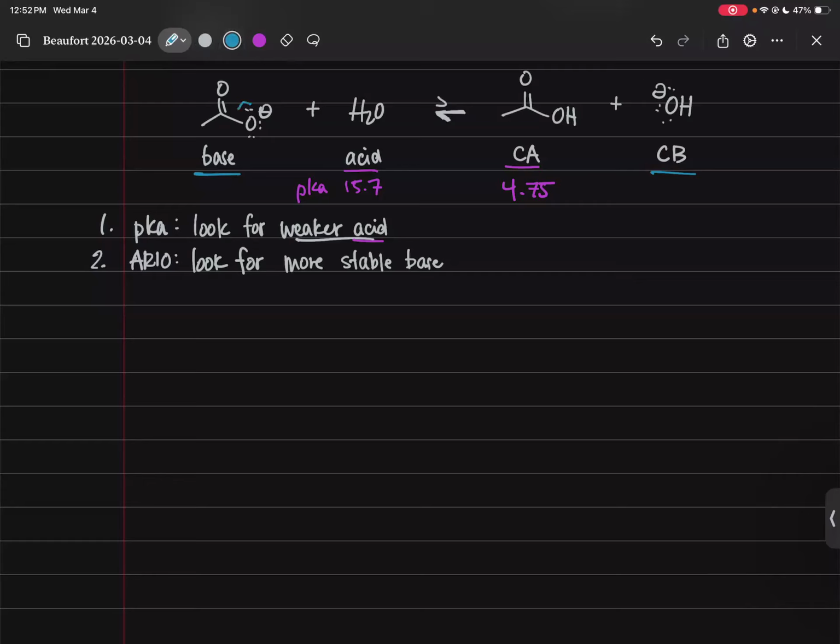We can draw a resonance structure of the acetate ion like that. That would give us this. However, hydroxide, we can't draw a resonance structure of that. So that means that acetate is the more stable base, and the equilibrium favors the side with the more stable base. And yes, that is what we already concluded. So looks like our work was correct.